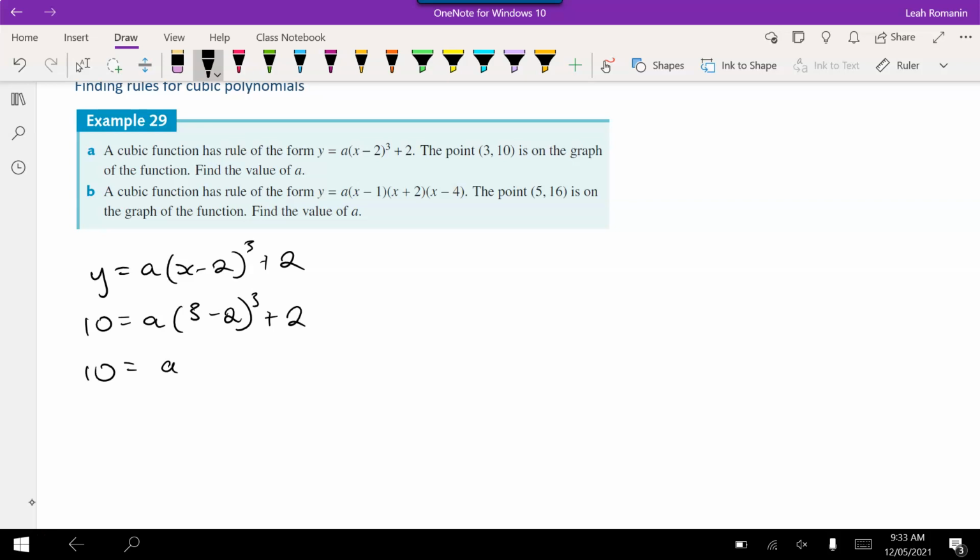So a, 3 minus 2 is 1. 1 cubed is 1, so I'm not going to write that in. Plus 2. Minusing 2 to the other side, I'm going to get 8 is equal to a. And never forget to rewrite your equation with your new value that you found. Nothing too complicated.